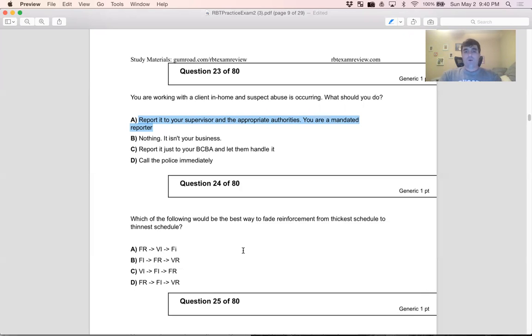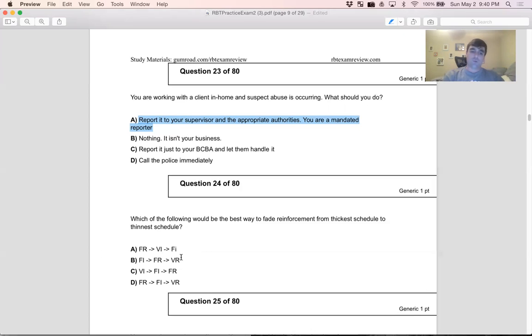So what is the best way based on these basic reinforcement schedules, thickest to thinnest? That's what we're looking for. A, fixed ratio, variable interval, fixed interval. Well, this is out, right? Because going from a variable interval to a fixed interval is not fading, right? That's the opposite, okay? You're actually thickening the schedule if you go from a variable interval to a fixed interval. Remember, variable is typically more thin than a fixed schedule.